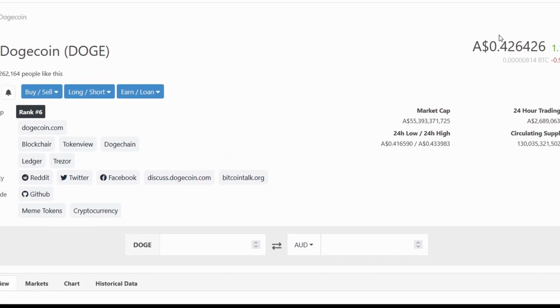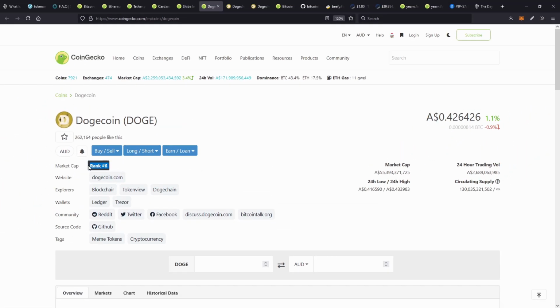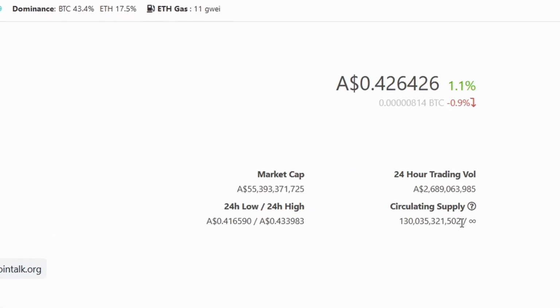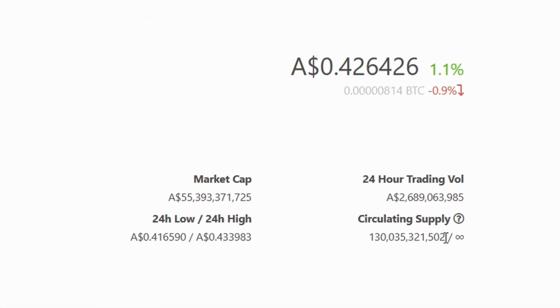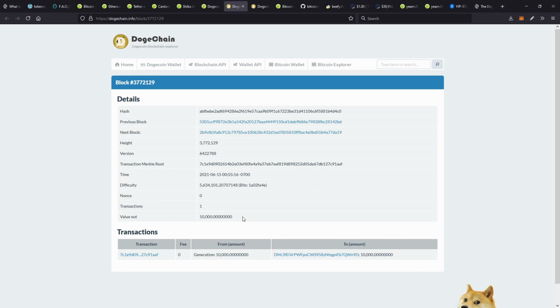Now, coming over to Dogecoin, which is somehow still in the top 10, over to the circulating supply, we can see that there's about 130 billion tokens in circulation right now, and we can see the infinity sign right here. Well, that's because every minute there are 10,000 new Dogecoin mined every block, and in Dogecoin land, 1 block is generated every minute. So if you work that out, there's a lot of minutes in the day, and that equates to a lot of Dogecoin.